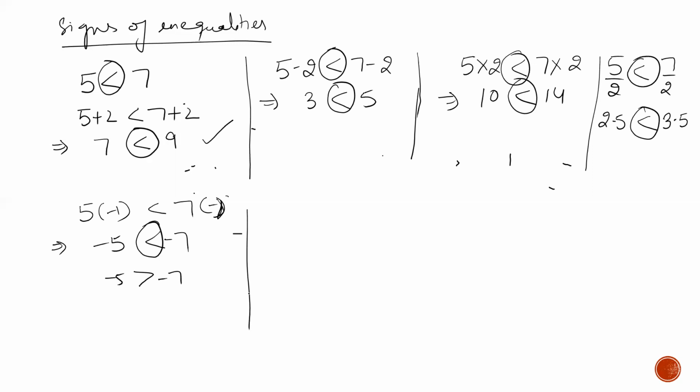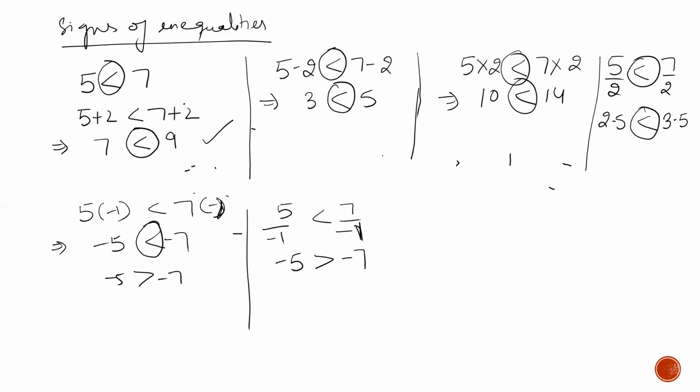Or if I divide by minus 1 to both sides, I'll get the same value, minus 5 greater than minus 7. So what is the conclusion? The conclusion is the sign of inequality reverses if we multiply or divide a negative value to both sides. I would say a common negative value to both sides. I hope this is clear to all.